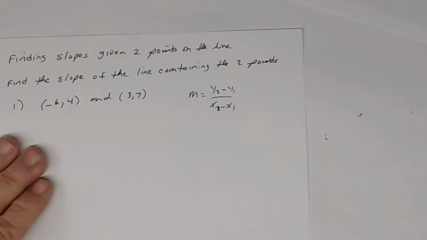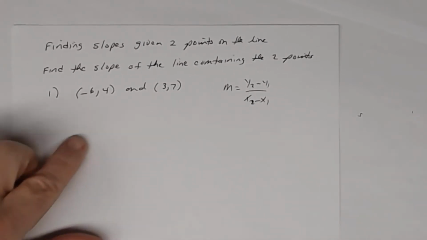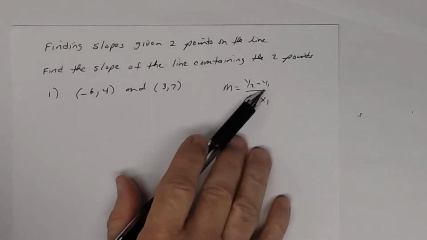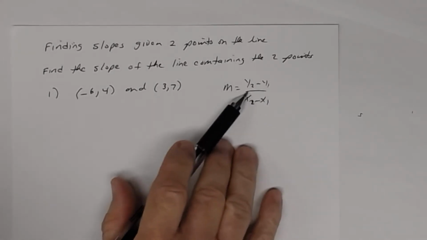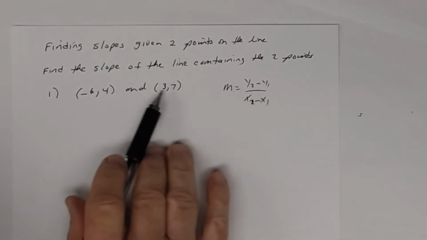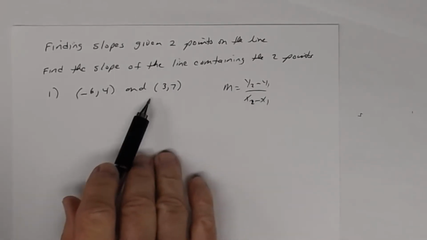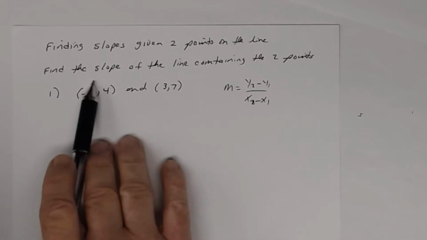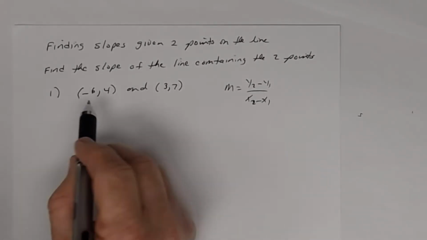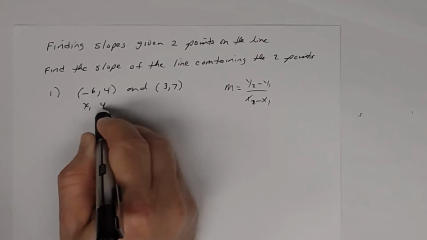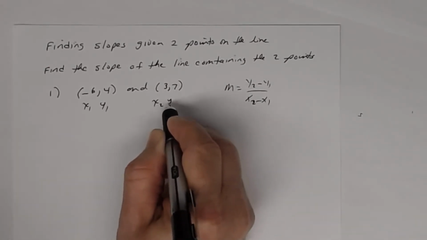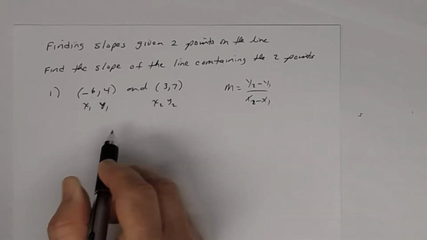Now, when finding the slopes, since there are several notations here, y2, y1, x2, x1, some students find it very helpful to label those coordinates. So for example, if you want this to be your first point, then you'll call this x1, y1. If you want this to be your second point, then you'll say x2, y2, okay? And then let's use the formula.